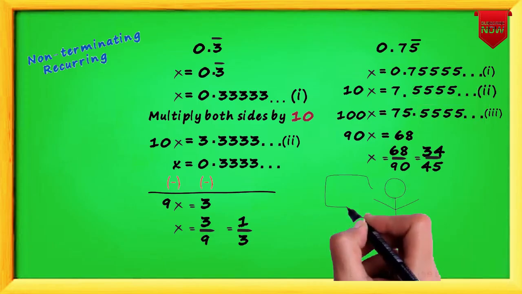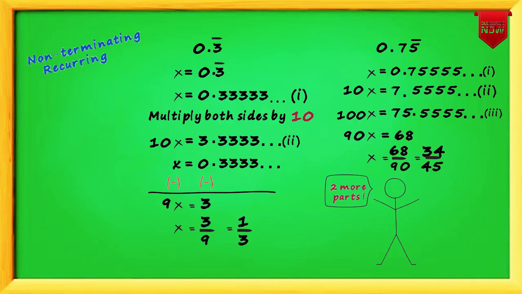There are two more parts based on conversion of non-terminating recurring decimals to the form p by q. Make sure you watch them too.